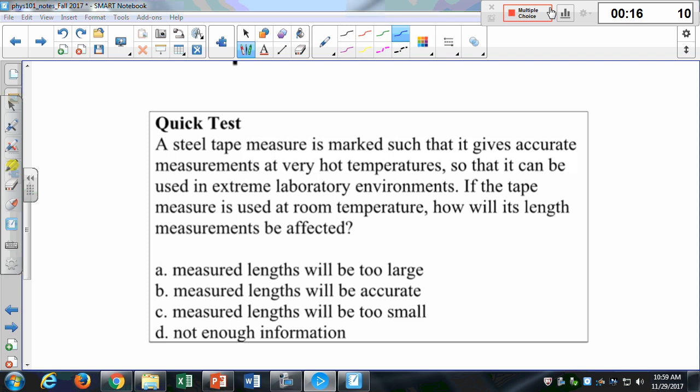So here I have a steel tape measure, and it's used to give measurements at hot temperatures. So it's designed to work at very high temperatures. What if you have it at just normal temperatures? How does that affect the length measurements? Are the measurements too large? Are they accurate? Are they too small? Or do you just need more information?